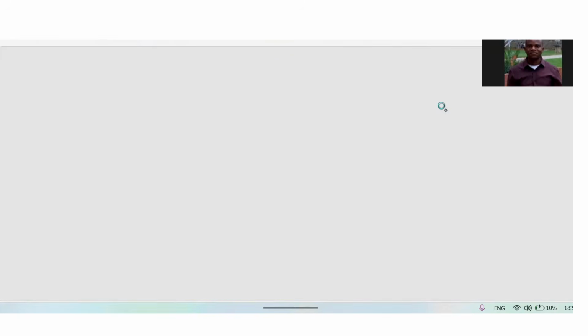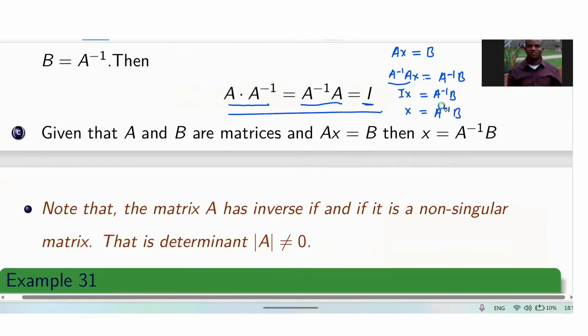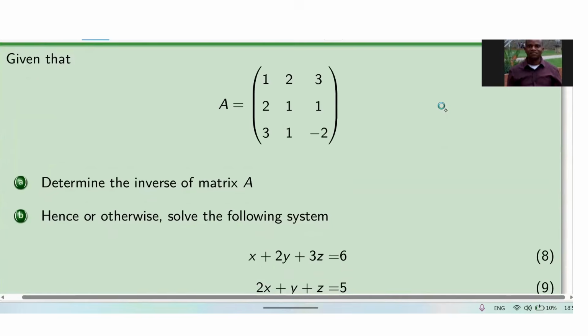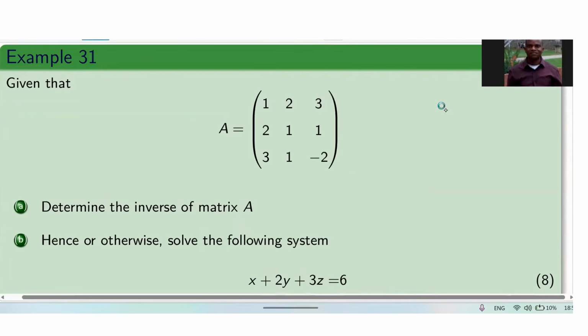Okay, let us see how we can apply this one. Let us look at this example. It says that given that A is equal to that, determine the inverse of matrix A. I know by now everyone is able to determine the inverse. Let's do it together. The first thing is to find the determinant. So we can easily find the determinant of matrix A.